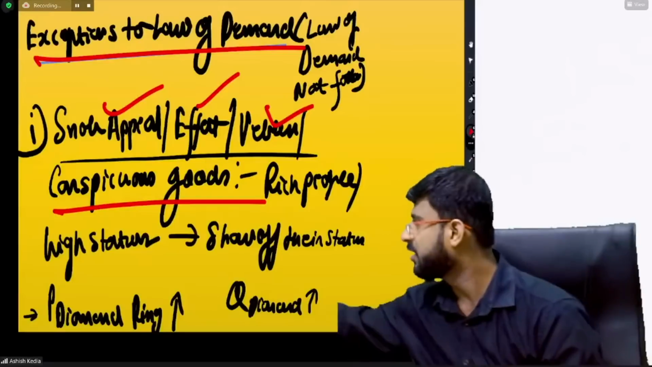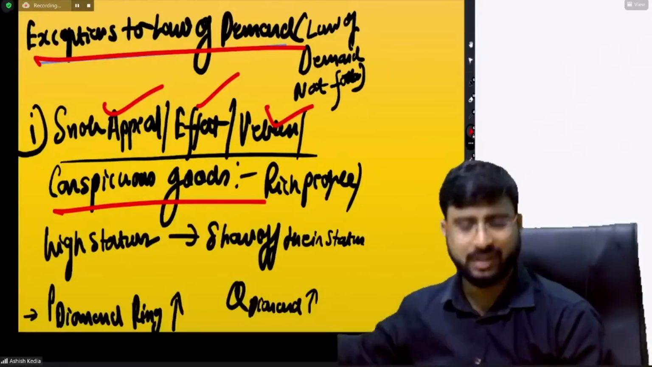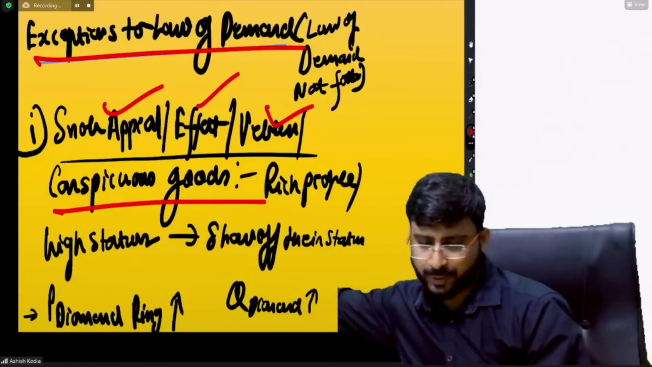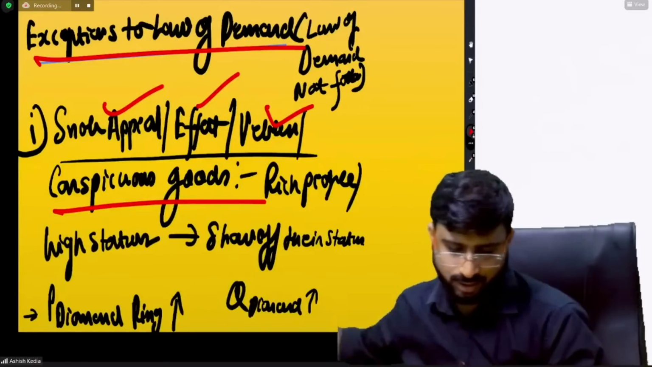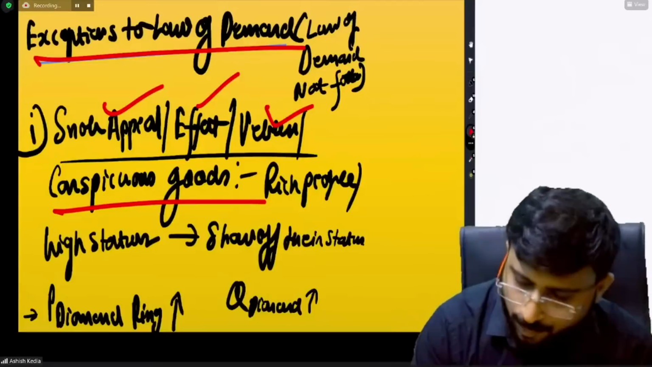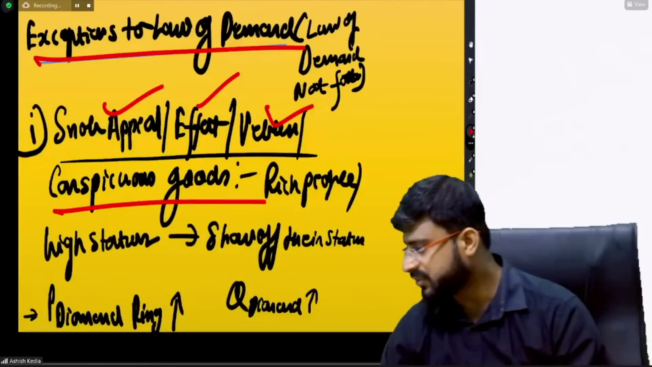So, sir, what is it? Can you please elaborate it to us? Yes, I am elaborating it. Please pay attention, everyone. Okay, sir. So, see, what is snob appeal or what is Veblen effect is very simple.